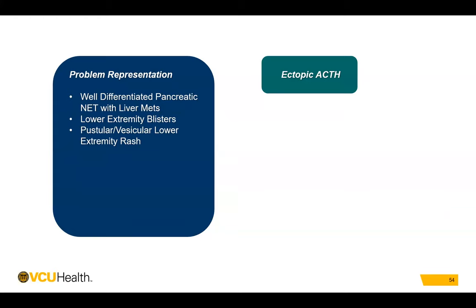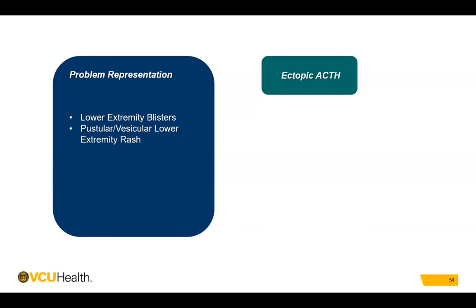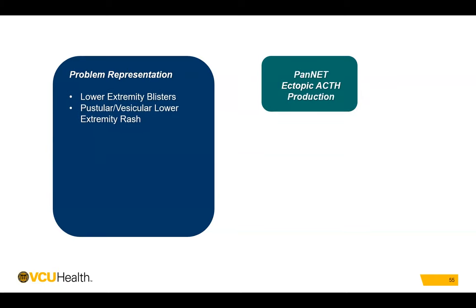So trying to finalize my differential and figure out what to do with the rest of my problem representation. I think it's safe now, at least my best guess with the information I've been given, to take this pancreatic mass and say that we have a pancreatic neuroendocrine tumor that's producing ectopic ACTH. At this time, I don't think I have enough information to say for sure whether we have glucagon production as well. Again, less common, the rash doesn't fit as well. So leaving it on my differential, but definitely lower. I don't think I can say for sure right now whether we potentially have both ACTH and glucagon secretion.